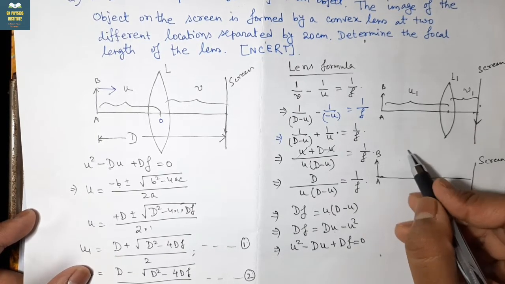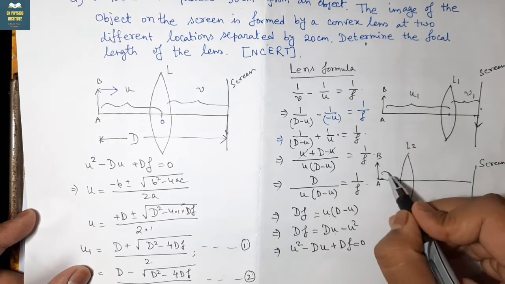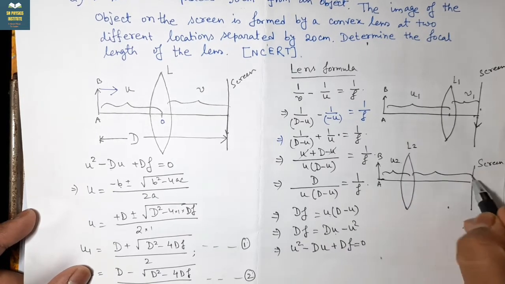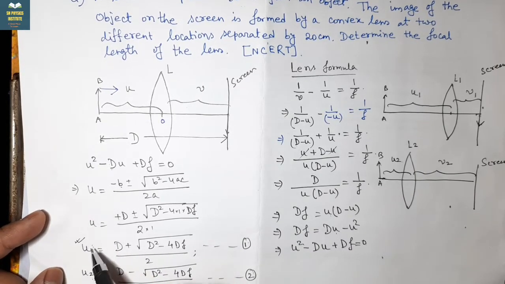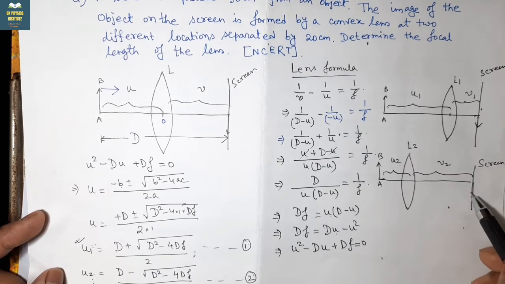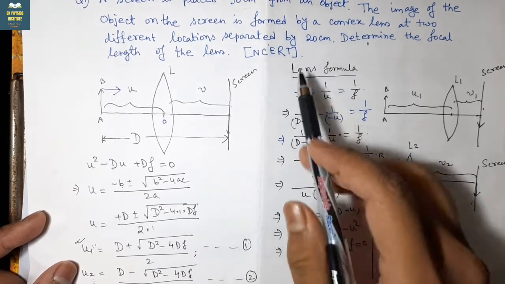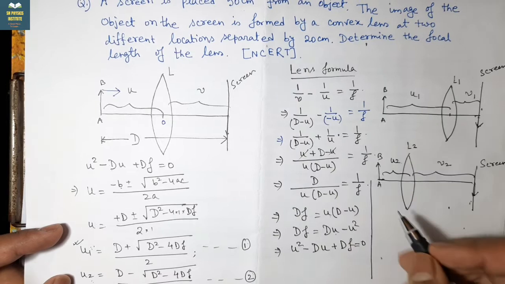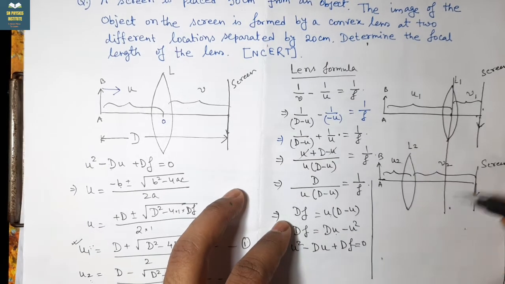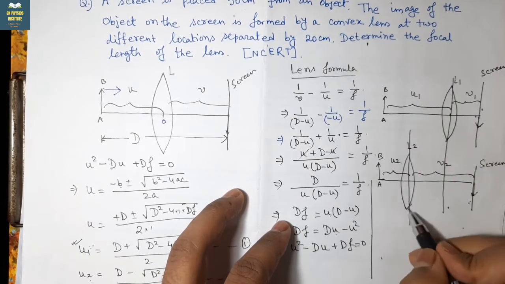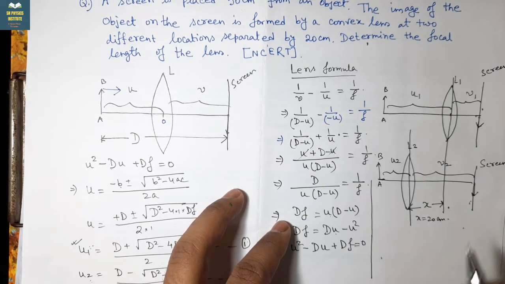Next one is the L2 position of the lens. Here this distance is U2 and this distance is V2. So for two distances of the object, U1 and U2, you have got two images on the screen. From the question, it is given that U1 minus U2 is equal to x. This is the L1 position and this is the L2 position, and their separation is x, and this x is here 20 centimeter.